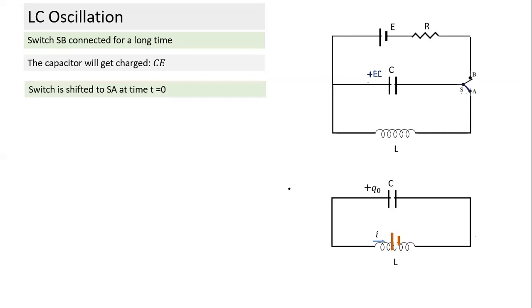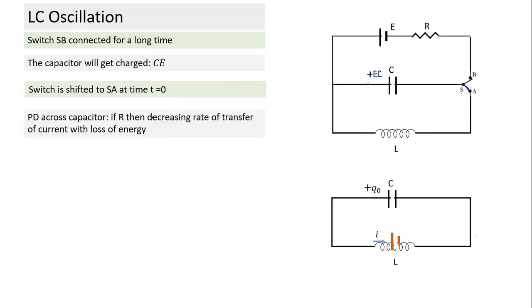In case of resistors, the current will gradually keep on diminishing. Why will the current keep on diminishing? First of all, why will the charge flow? Charge will flow from higher potential to lower potential. But as the charge keeps decreasing, the potential difference keeps dropping, hence IR also keeps dropping, or the current keeps dropping. So basically, that's how we can define it: if there was resistance, a decreasing rate of transfer of current with loss of energy. When there's resistance, it will also lead to loss of energy.